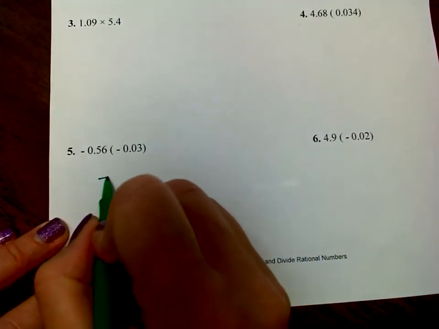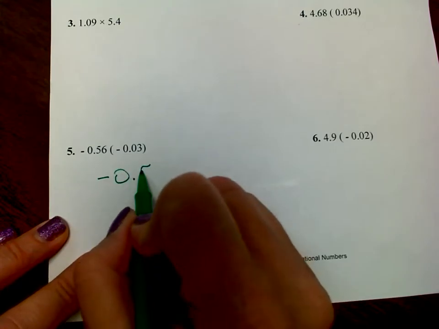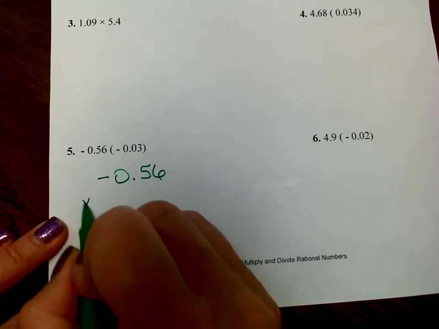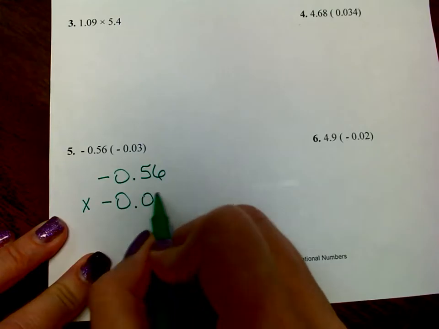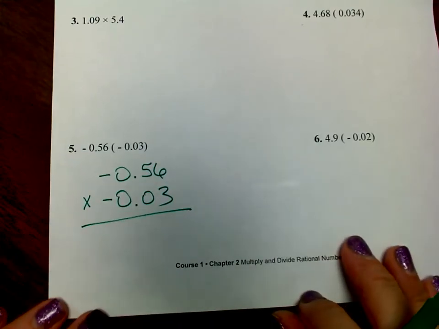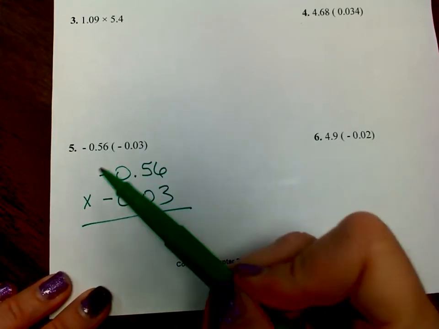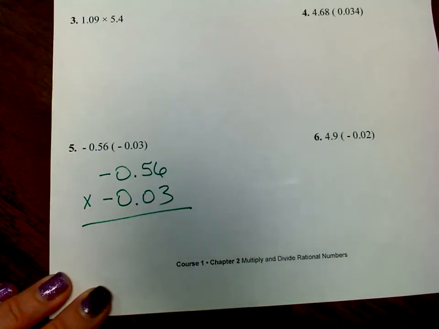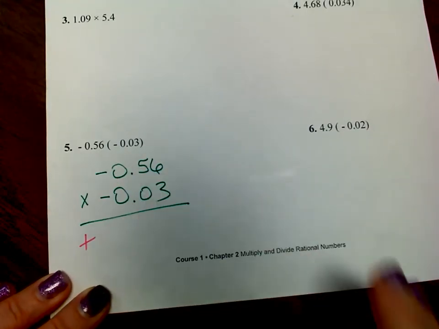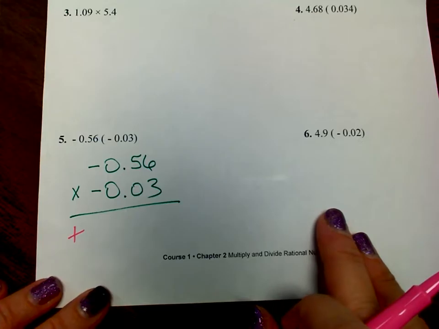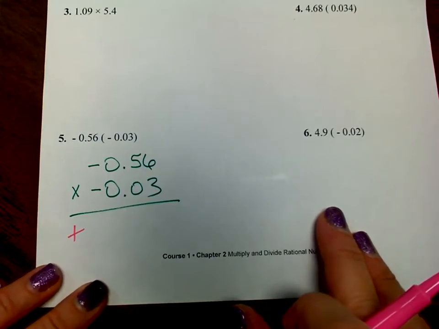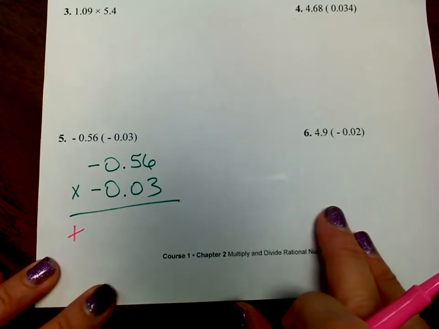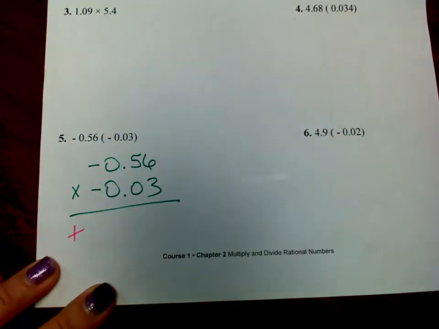Let's get down to number 5. We have negatives, so I'm going to rewrite it times a negative 0.03. Okay, first thing I'm going to say is a negative times a negative becomes a positive. I want to put that down before I forget. Negative times a negative becomes a positive. So then we're just going to do our multiplication.